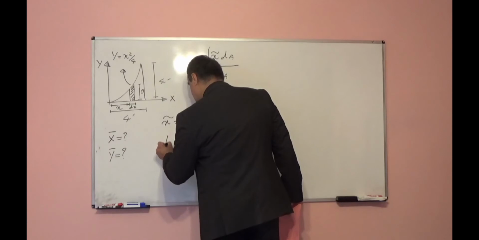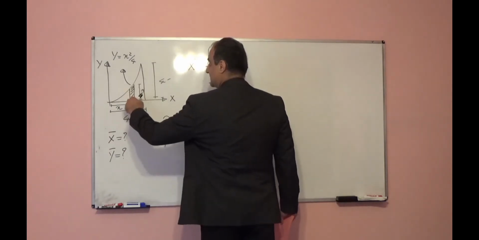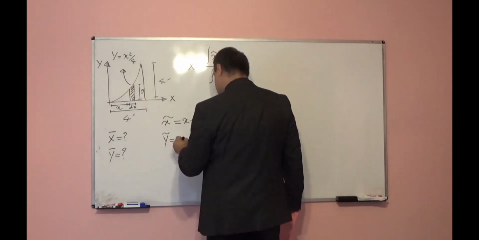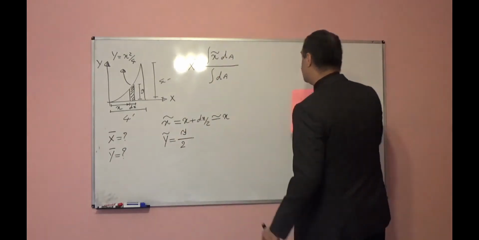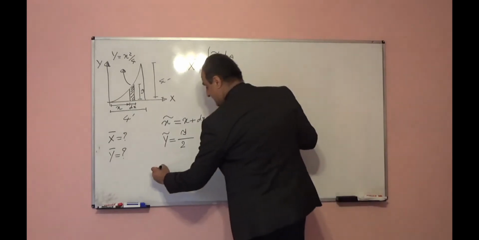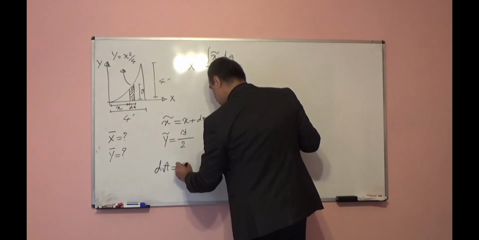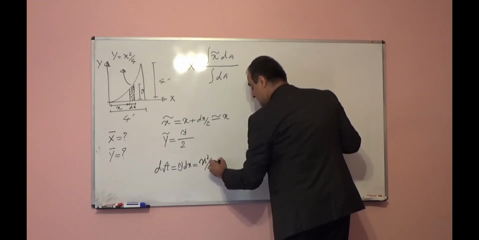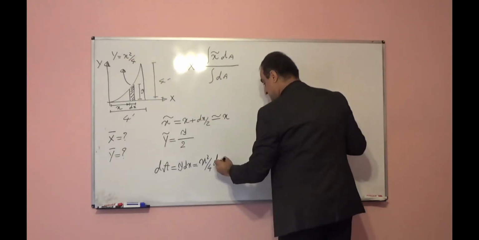How about y tilde? Y tilde is the centroid of this small element in the y direction. The entire height is y, so it will be y over 2. If I plug in here, let's say I find dA as well. dA will be the area of the element, y times dx, and because y is x squared over 4, I will plug in x squared over 4 times dx.